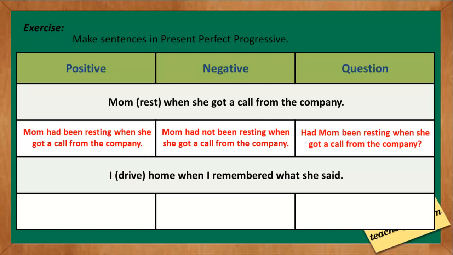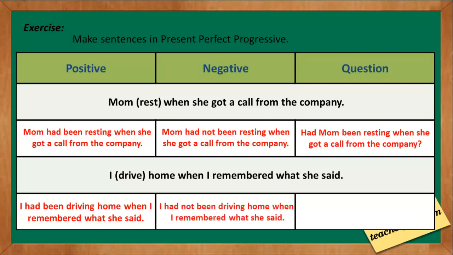The second one, I drive home when I remembered what she said. Drive is the verb. The correct positive sentence is I had been driving home when I remembered what she said. The negative sentence is I had not been driving home when I remembered what she said. And the question is, had I been driving home when I remembered what she said?